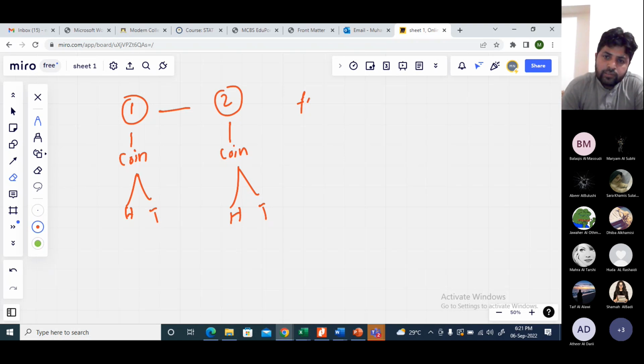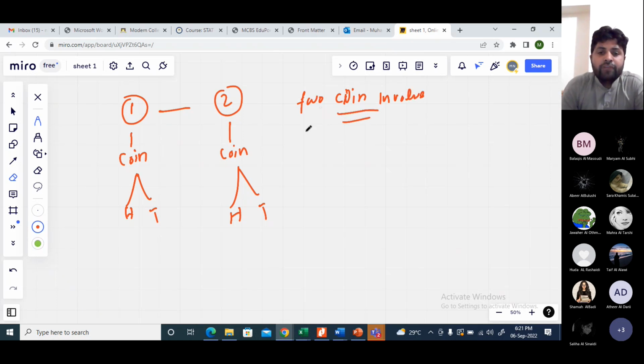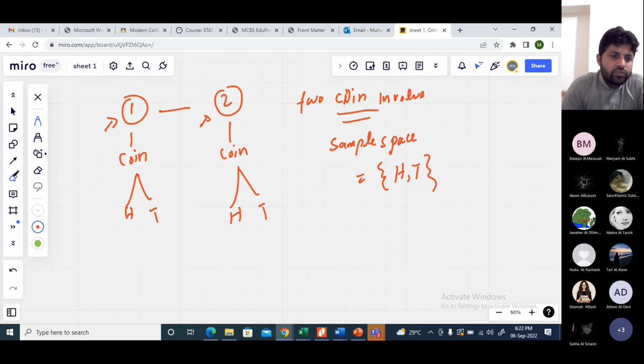If two coins are involved, then what will happen to the sample space? Because for the single coin toss, the sample space is head and tail, we already know that. But when two coins are involved, what will happen to the sample space? I'm just going to use a tree diagram in order to make you understand why the counting rule is important.